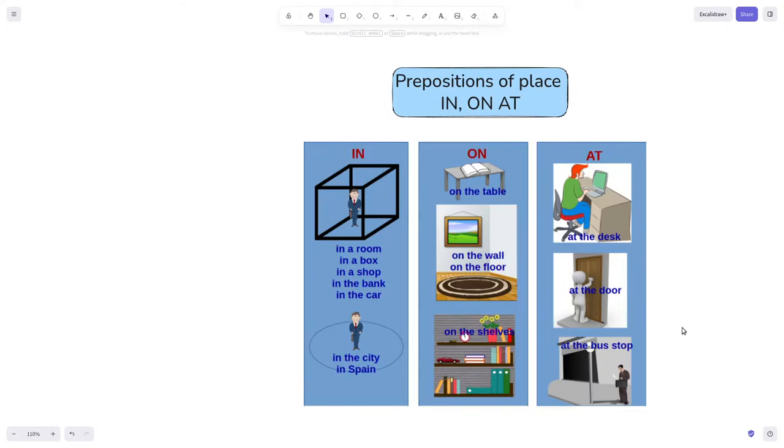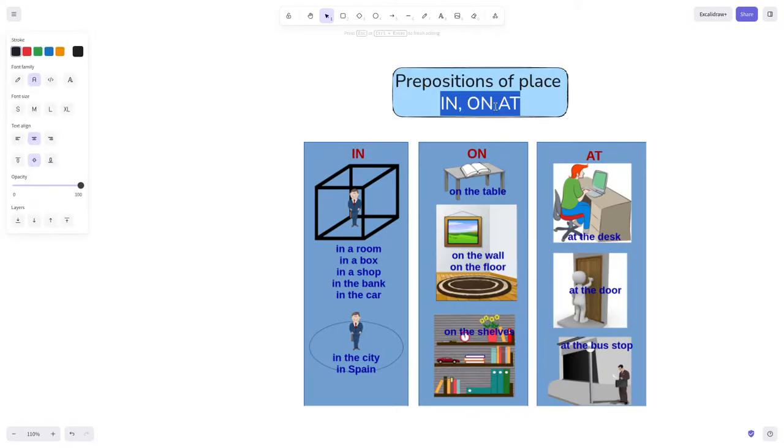2026. Hoy vamos a ver las preposiciones de place, in, on y at, que pueden ser un poco confusos porque en español los tres traducen como en. Entonces tenemos que saber, o ustedes tienen que saber, cuándo se traduce en como in, cuándo se traduce en como on y cuándo se traduce en como at.